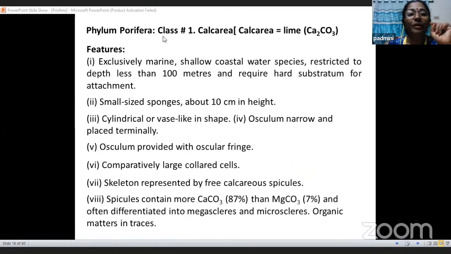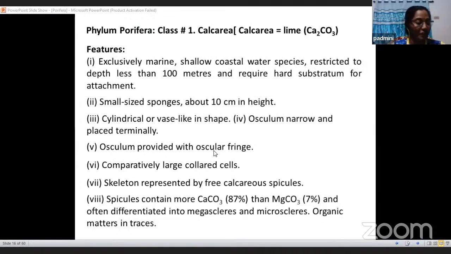So class calcareae: exclusively marine, restricted to 100 meters depth, and requires a hard substratum for attachment. So they have to attach somewhere, right? Small size sponges, you will find them at 10 centimeters in height. Cylindrical or vase-like structures. Osculum very narrow. Remember, osculum is the outer opening, placed terminally at the end. Osculum provided with oscula fringes.